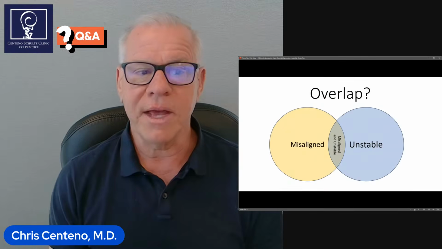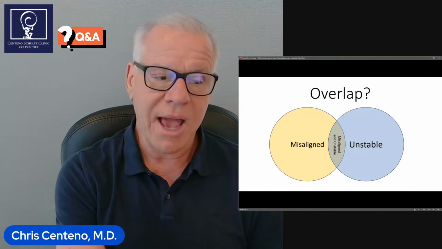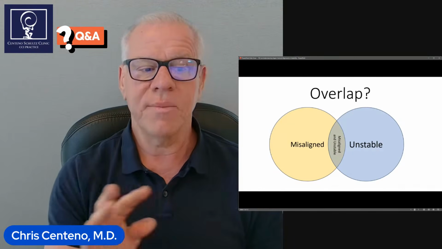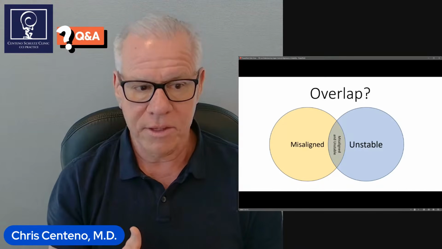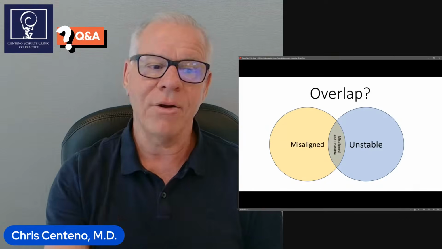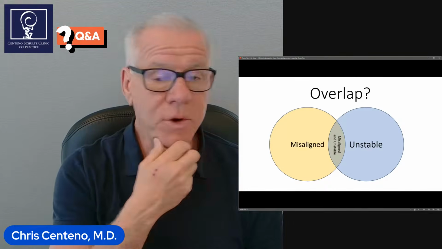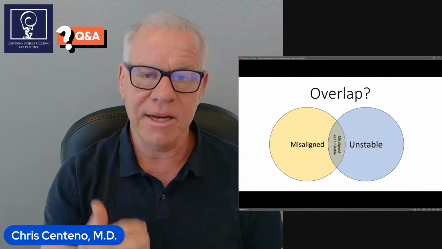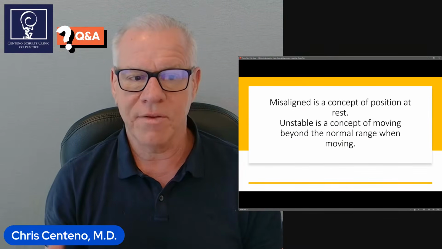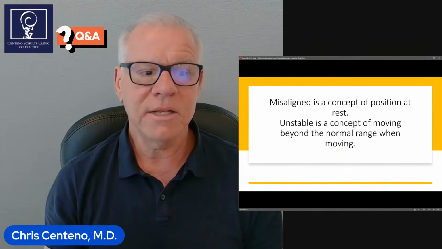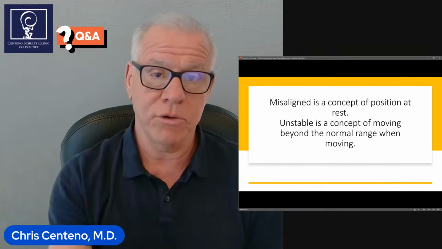Now, there is a little bit of overlap between these two, right? You can be misaligned but stable, and you can be unstable but perfectly aligned when you're just walking around. In fact, you don't get out of alignment until such time as you start to move. But you can be misaligned and unstable. So misaligned is a concept of position at rest. Unstable is a concept of moving beyond the normal range when you're going through that range of motion.